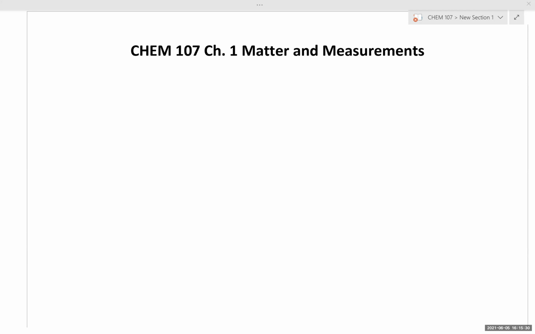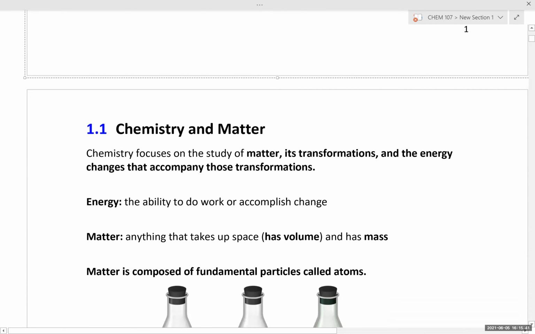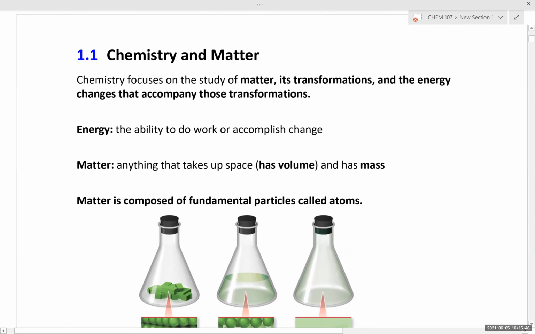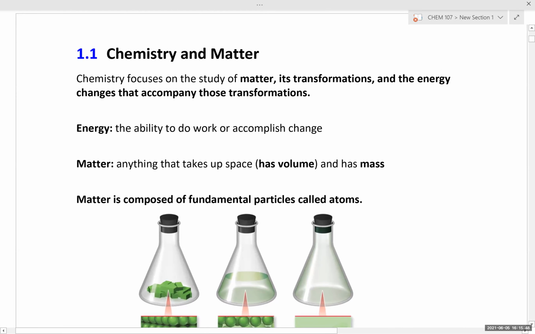So we're beginning chapter 1 of Chemistry 107, which concerns matter and measurements. So when we first begin to talk about the field of chemistry, it's important to really discuss what chemistry focuses on. Chemistry focuses on the study of matter, its transformations, and the energy changes that accompany those transformations.